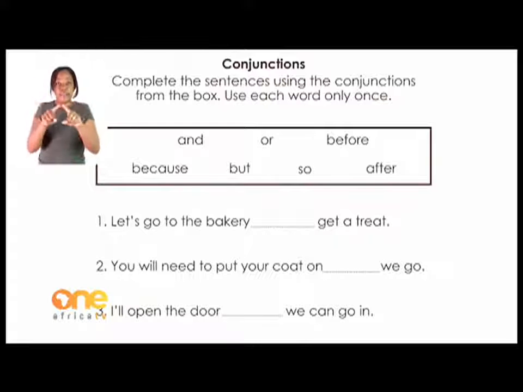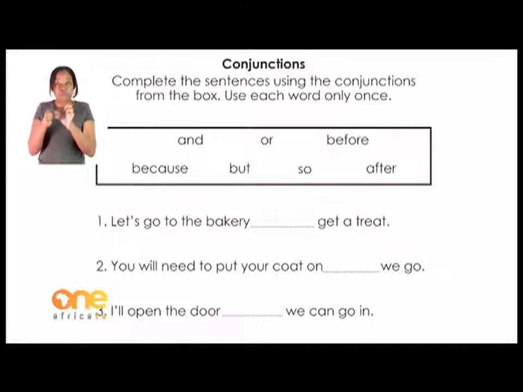Which conjunction should I use? Which joining word should I use? Okay, let's read the conjunctions first, those joining words. I have and, or, before, because, but, so, and after. Okay. So now let me quickly explain to you how we use each of the conjunctions. And is used when you are adding some other information. In addition to what you have said already or what you have done already, you use the and because you are adding some information. What about or? Or is when you are given options, this or that.